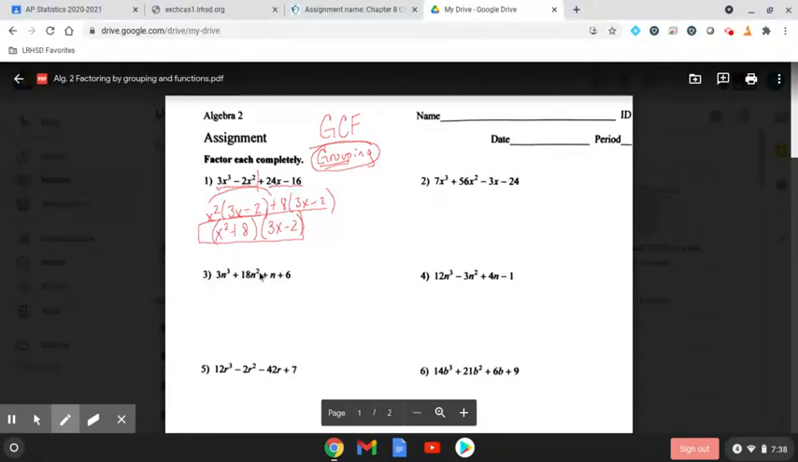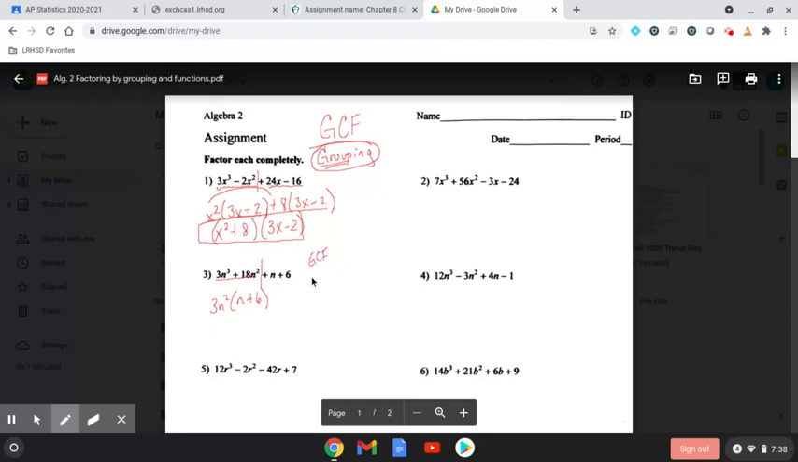All right, so in number 3, again, cut it in half. Think what's common just here with the first 2 terms, and it's a 3n squared, which would leave me with an n plus 6. And if you look at the second set of terms, all we see is an n plus 6. But you still have to ask yourself, well, what's common? Is there a GCF?